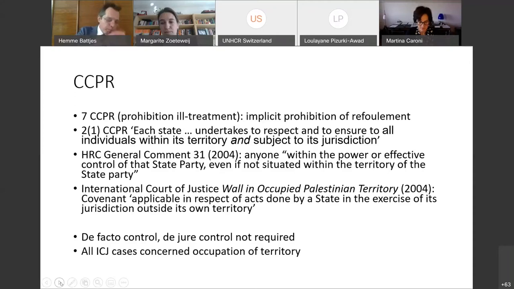So all the cases where the International Court of Justice addressed this extraterritorial application of human rights treaties concern occupation of territory, where a state has in fact full control over a territory of another state. And it is therefore not sure whether it would take the same approach where it comes to more incidental acts of a state outside its territory, as, for example, the issue of a visa or the actions of a liaison officer. So this gives reason to assume that the prohibitions of refoulement apply extraterritorially, but it is unsure to which cases exactly, to which type of case.